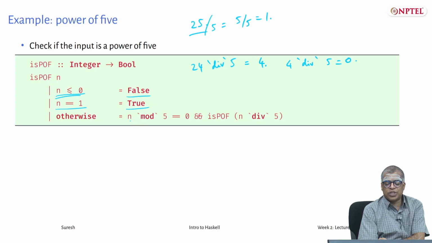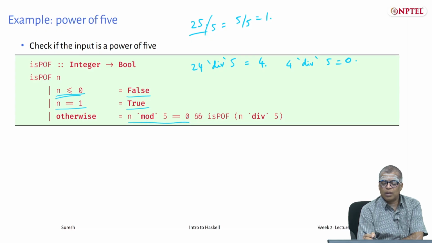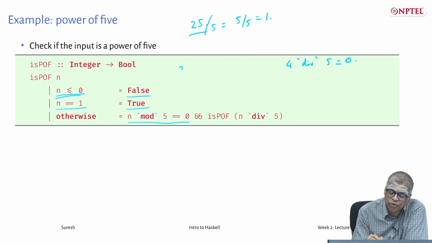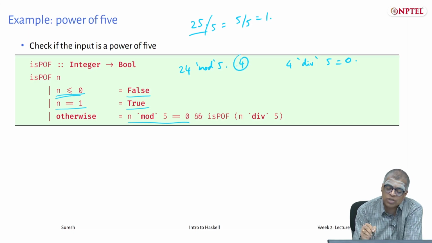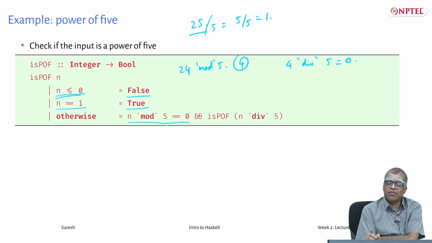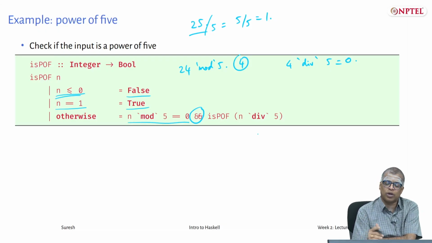Otherwise, I will first check whether n mod 5 is equal to 0. Right. I have to check. In fact, if I were to actually follow the program, I will first try to do 24 mod 5, that is 4, and that is not 0, which means that 24 is not divisible by 5. So I will immediately say that the value is false. Okay. So n mod 5 equal to 0 and is power of 5 of n div 5. Okay, this is what I am trying to do.